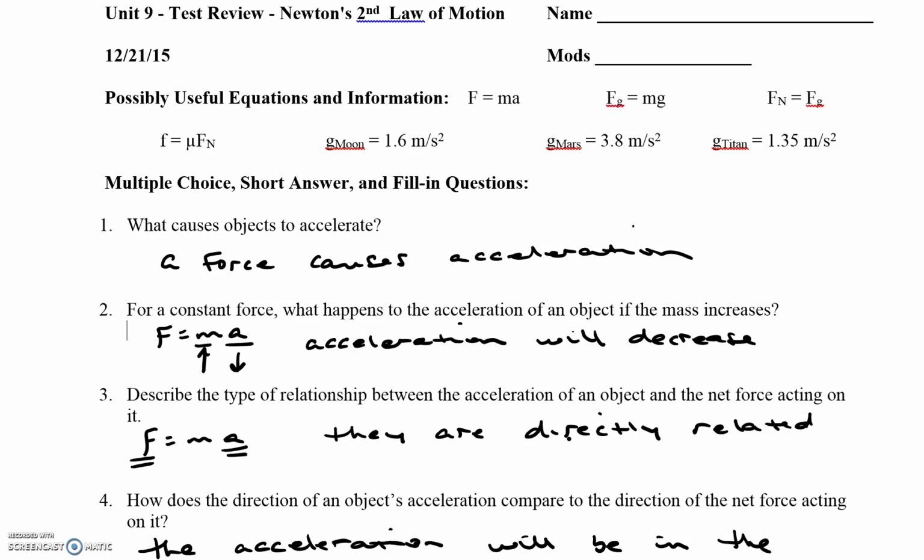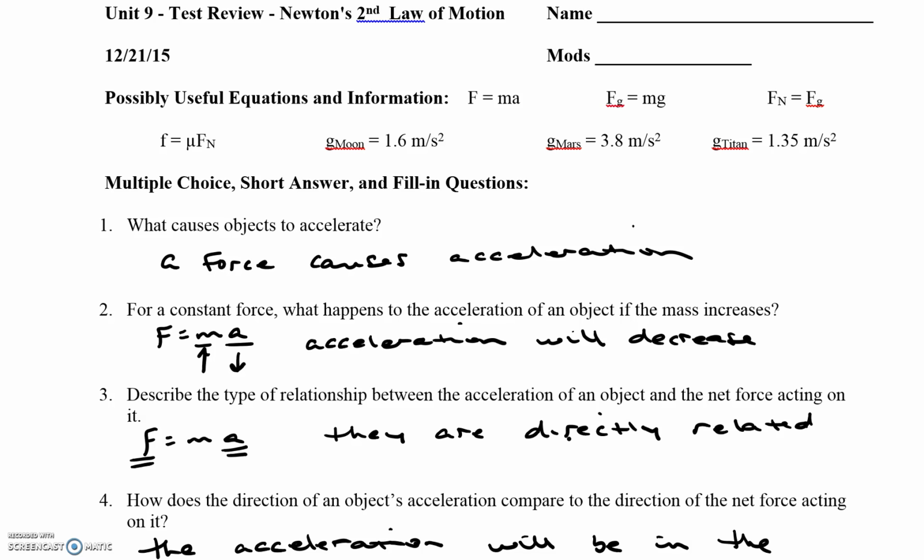Unit 9, Test Review, Newton's second law of motion. When we look at our review packet, the first thing we should notice up along the top is that we've got the equations that we'll see on our test. So first we've got F equals ma, so that's our force equals our mass times our acceleration.